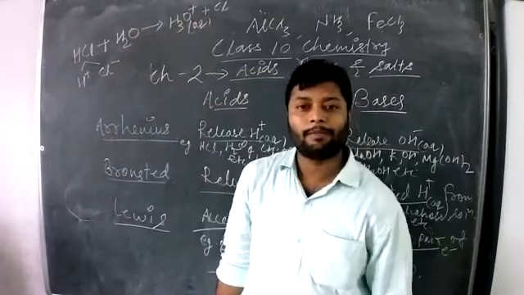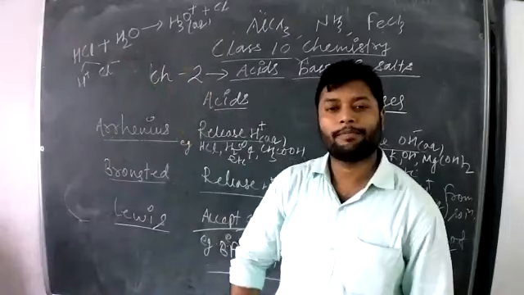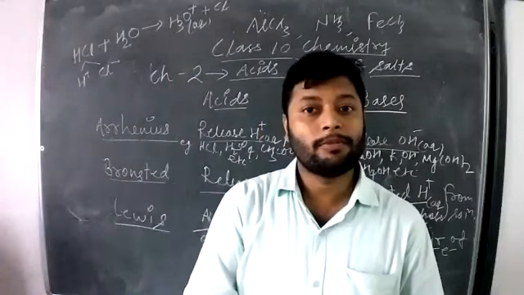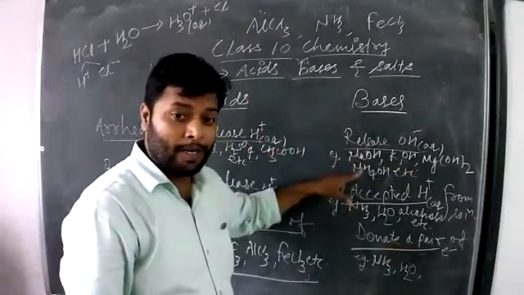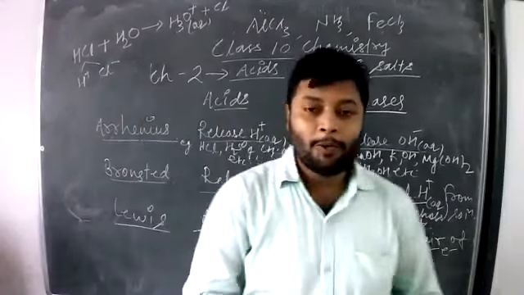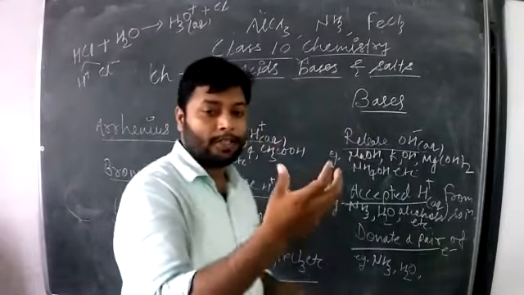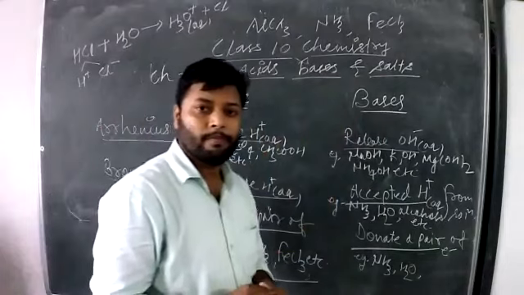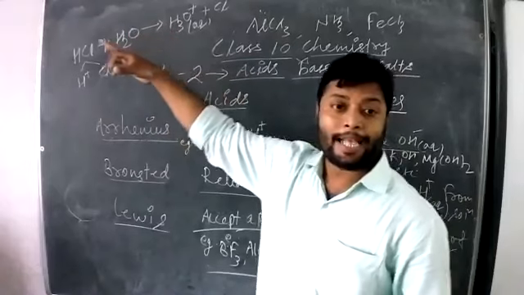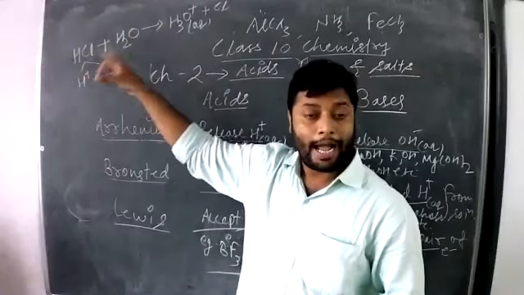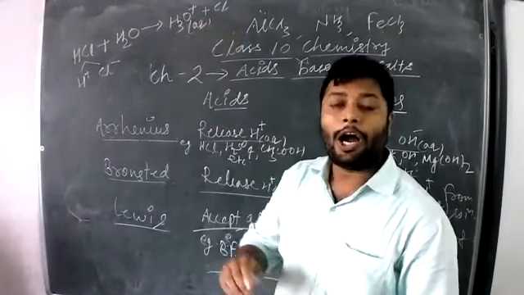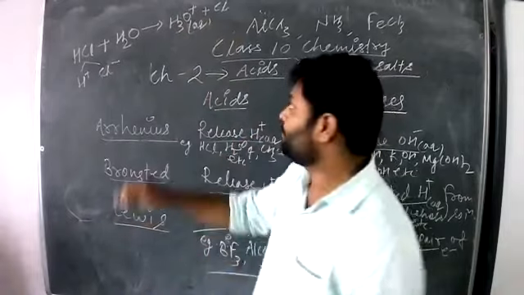Look at the reaction again. What is the role of water here? Water accepted H plus. It means water behaves like a base because it can accept H plus from the solution. So according to Bronsted, water must act like a base here and HCl must act like an acid here. And this is how this substance is formed in the solution.